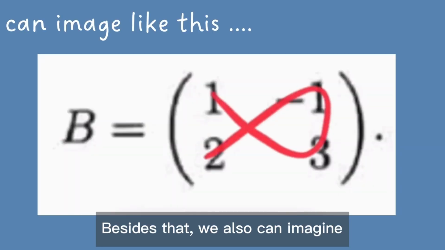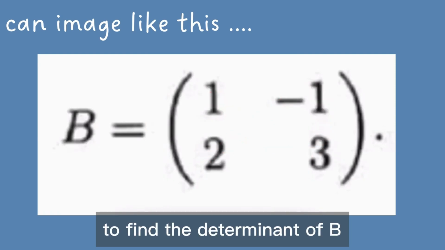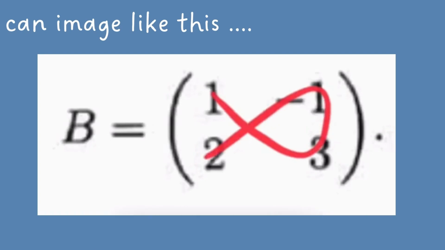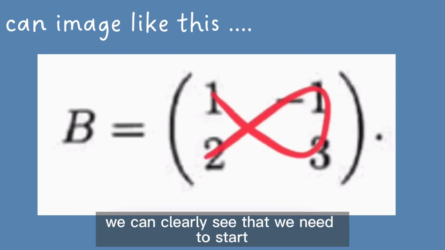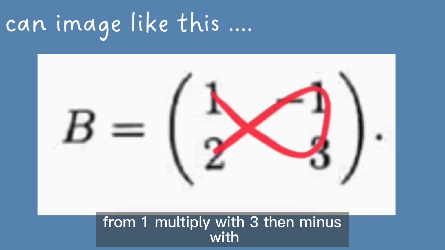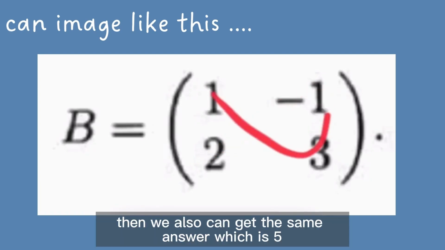Besides that, we also can imagine a picture that I think can easily help us to find the determinant of B. By imagining this picture, we can clearly see that we need to start from 1 multiplied with 3, then minus negative 1 multiplied with 2. Then we also can get the same answer, which is 5.